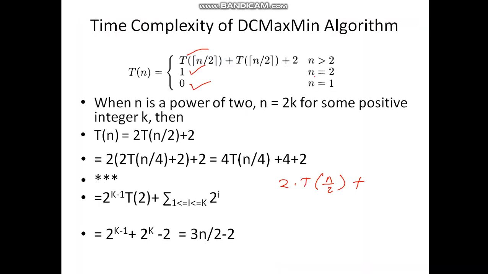So when n is a power of 2, we consider n is equal to 2 raised to k. This we have done in binary search, as well as in merge sort and quick sort also. Generally, in order to get the correct result, we consider n is equal to 2 raised to k. It will not always be the case that n is equal to 2 raised to k, but if we consider it, we can get a better analysis of the time complexity of the algorithm.